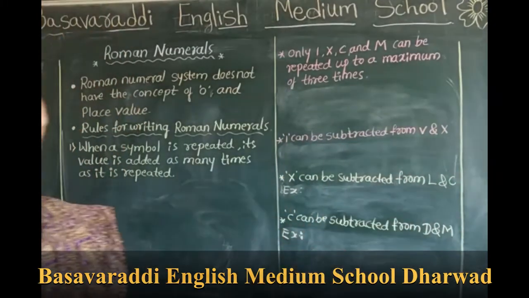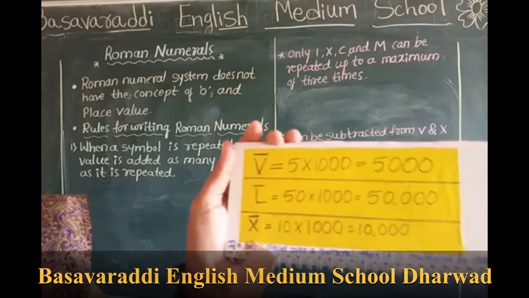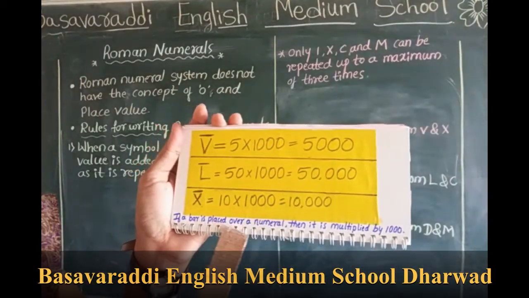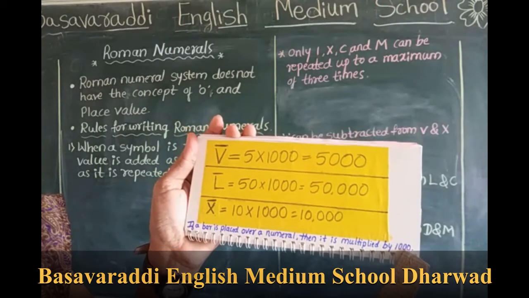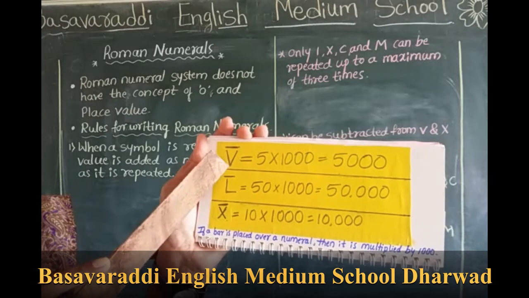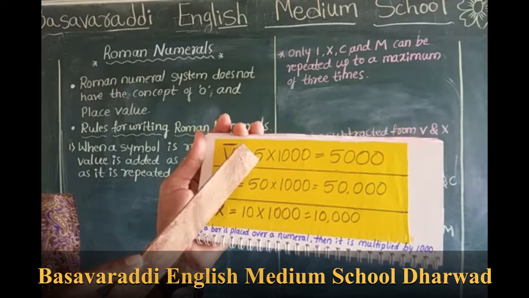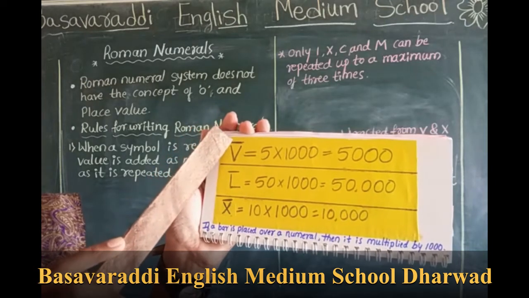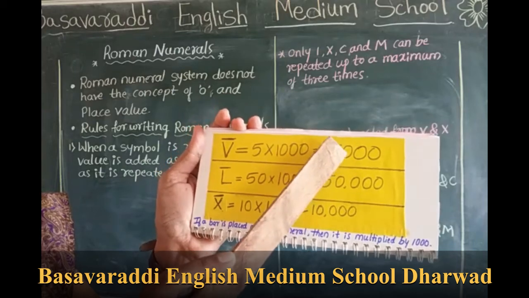Finally, the fifth rule is, if a bar is placed over a numeral, then it is multiplied by 1000. So look here, the bar is placed over the V. The value of the V is 5. The value of the bar is 1000. So 5 into 1000 is equal to 5000.